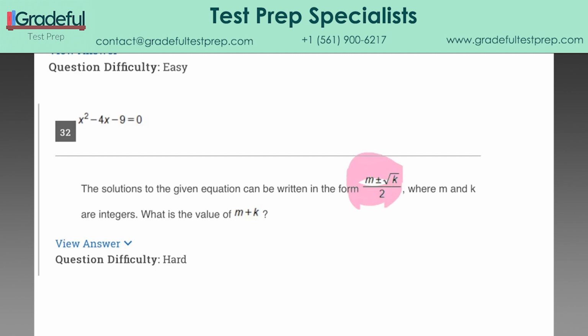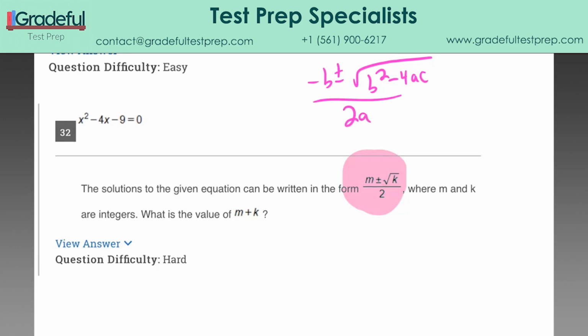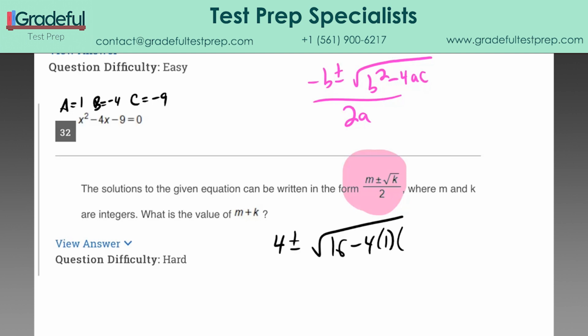This right here should be a hint to us to use the quadratic formula, because that looks a lot like the quadratic formula. So our a is the invisible 1 in front of the x squared, our b is the negative 4 in front of the x, and our c is the negative 9, the constant at the end. So negative b is positive 4, plus or minus square root of b squared, negative 4 squared is 16, minus 4 times a, which is 1, times c, which is negative 9, all over 2 times 1.